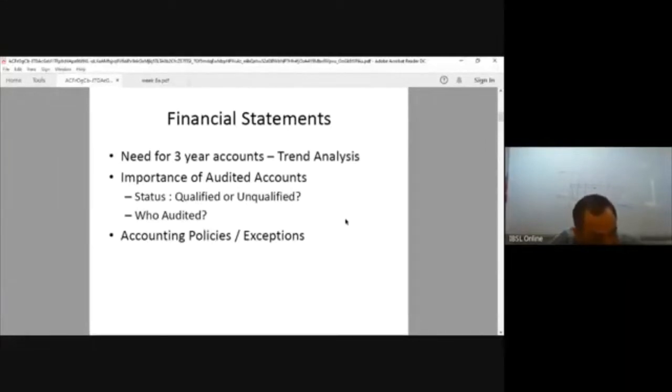Then if that happens, what will happen? Your profitability will be higher because your depreciation is lower. So it can be a kind of manipulation where you reduce your depreciation or change your policy and then increase your profitability, right? Increase your profitability.